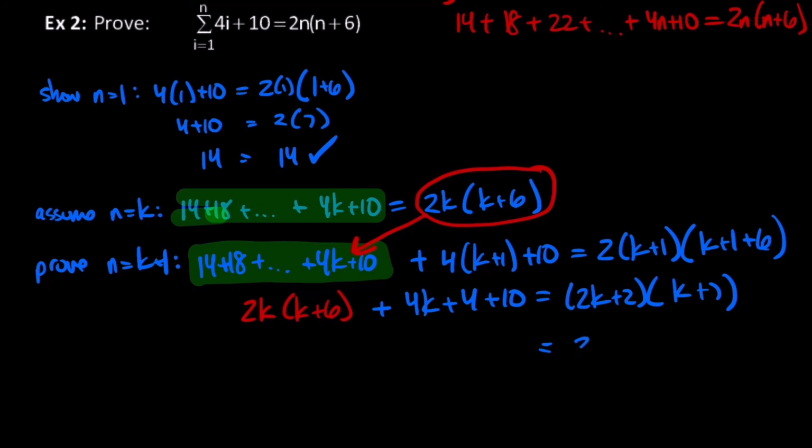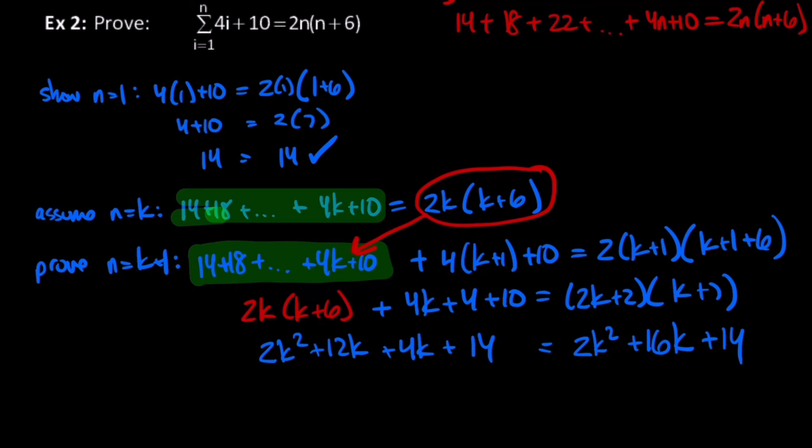2k times k is 2k squared. 2k times 7 is 14k. 2 times k is 2k, so 14k and 2k, that's going to give me 16k. 2 times 7 is 14. Now over on the left side, let's distribute. That's 2k squared plus 12k plus 4k plus 14. And lastly, combine like terms, 2k squared plus 16k plus 14 equals, and that's what you have over on that side.